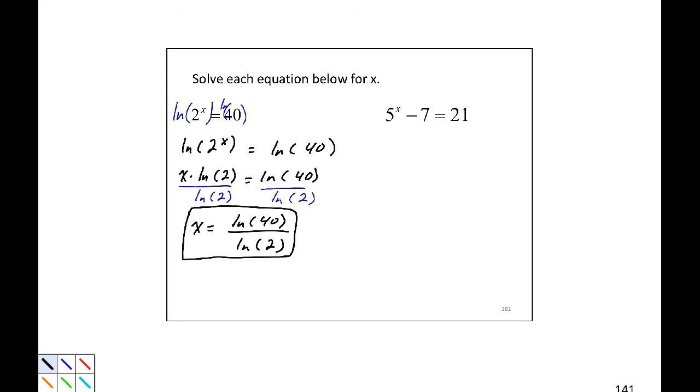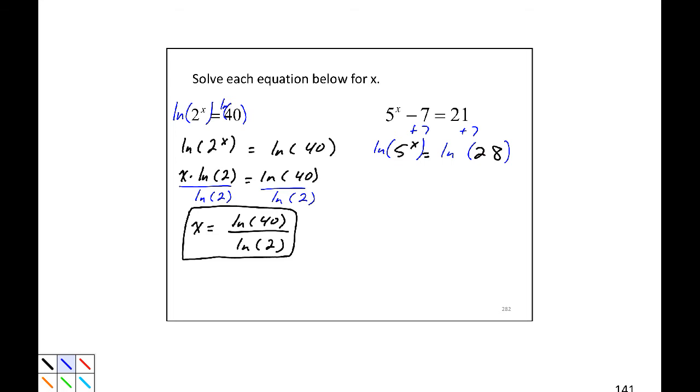Our next equation is 5 to the x minus 7 equals 21. First, we want to isolate our exponential expression, so we'll add 7 to both sides. So we have 5 to the x equals 28. I'm going to space that out a little bit because my next move is going to be to take the natural log of both sides. So we have the natural log of 5 to the x equals the natural log of 28.